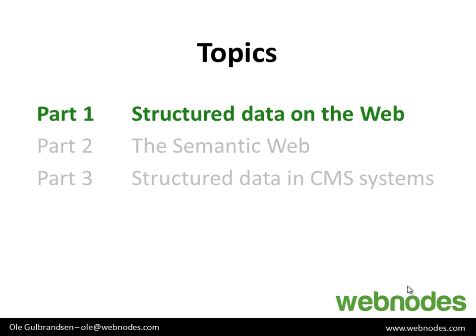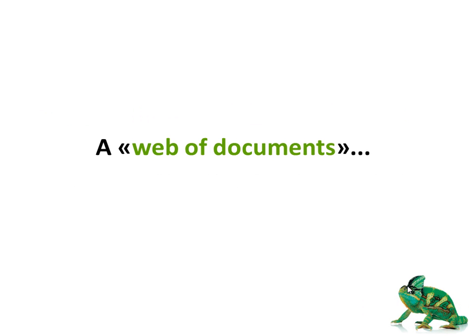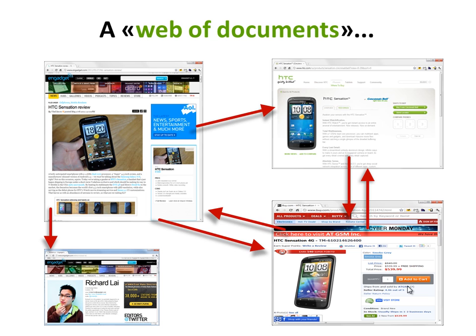Structured data on the web is the first part. If we look at a lot of the content that is out there on the web today, it largely consists of documents. You can say that it's a web of documents. Typically you have HTML pages like these ones. They consist of images, text, and links.